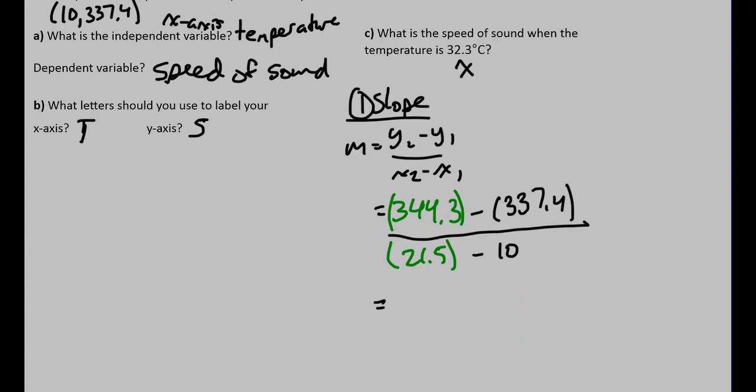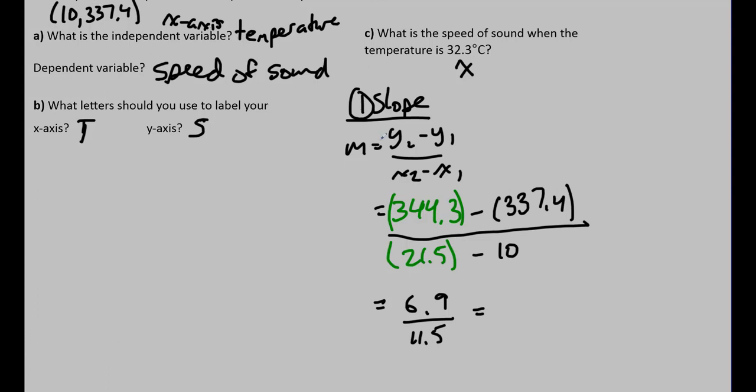So the first one's going to be mental math. 6.9, and then 21.5 minus 10 is 11.5, and then this is not a nice number at all, so let's calculate that on the calculator. So if it has decimals as a fraction, you don't have to keep it as a fraction, just make it a decimal.